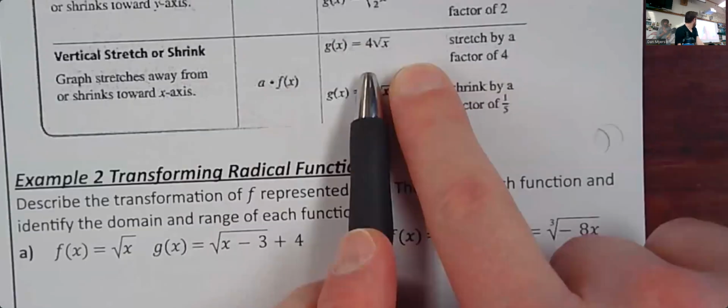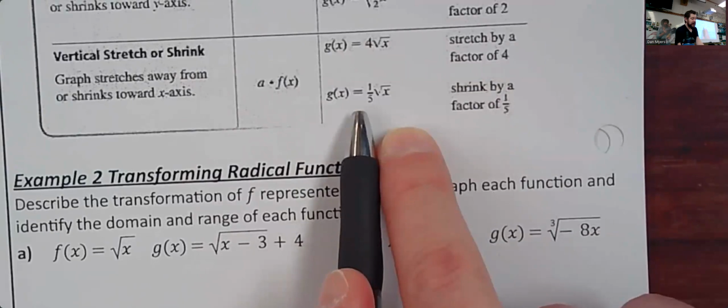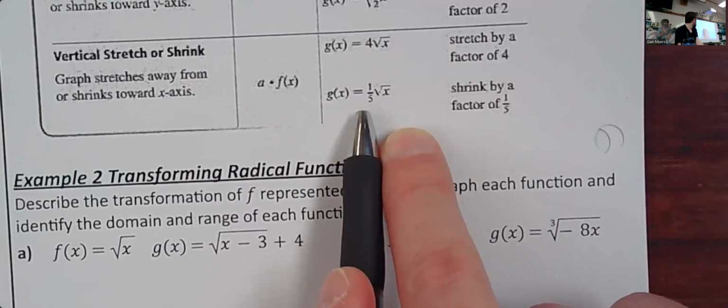Greater than 1 means you're stretching it, you're making it thinner basically, and then a fraction multiplying by a fraction is a shrink or a compression, which makes it wider.